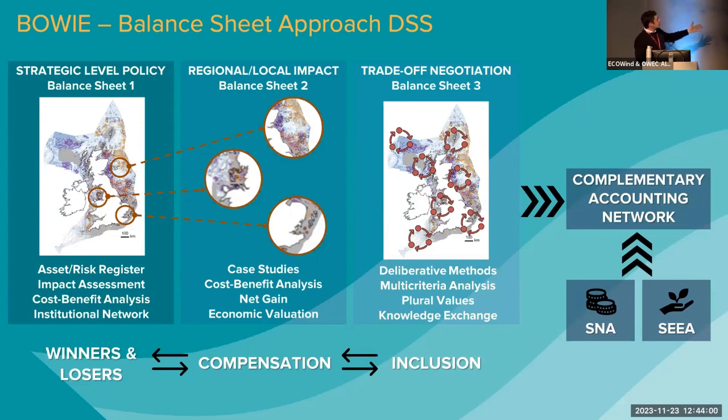In a first balance sheet, we take a more strategic, national level analysis, and we can use tools such as the asset and risk register, impact assessment, outcomes, cost-benefit analysis, and so on.